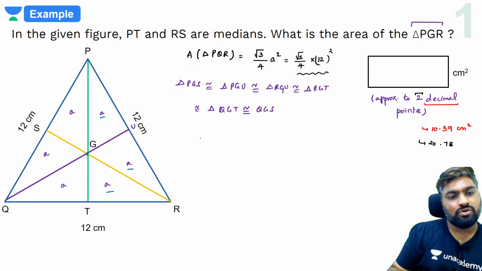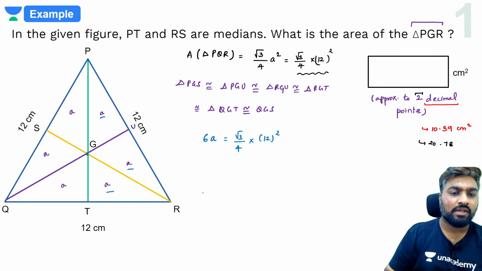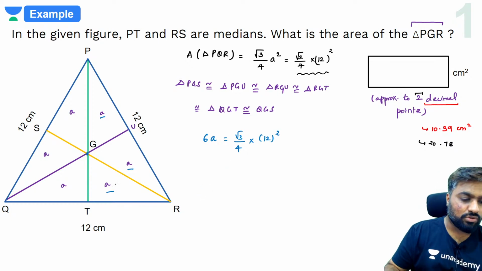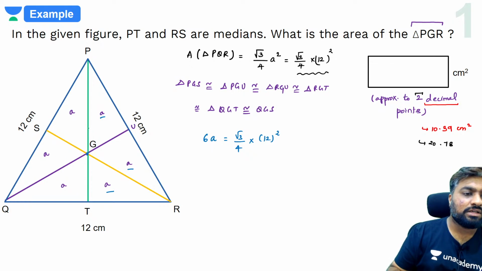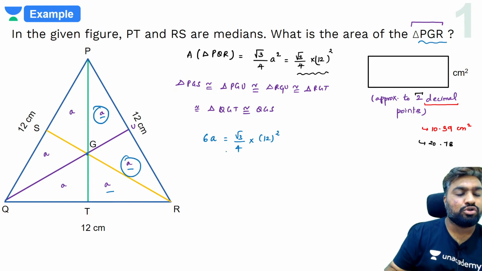Yes, so you know that 6 times A, the small triangle, is equal to root 3 by 4 into 12 square. Agreed? Yes or no? This area is the total triangle's area. What do we want? We want triangle PGR. That means this A and this A. We want 2 times A. So we're going to divide this by 3, this also by 3.